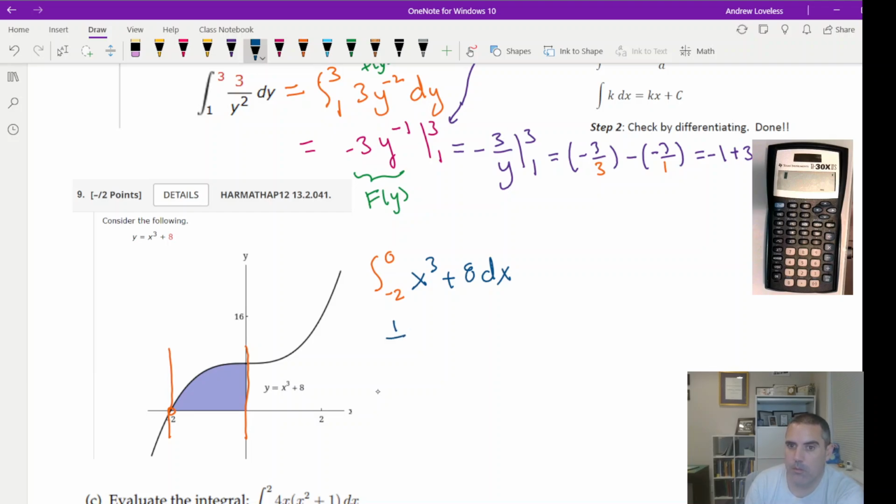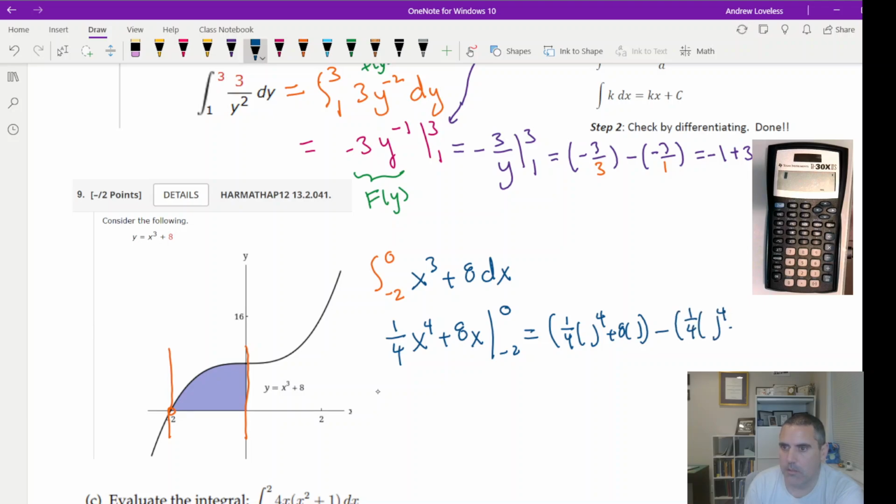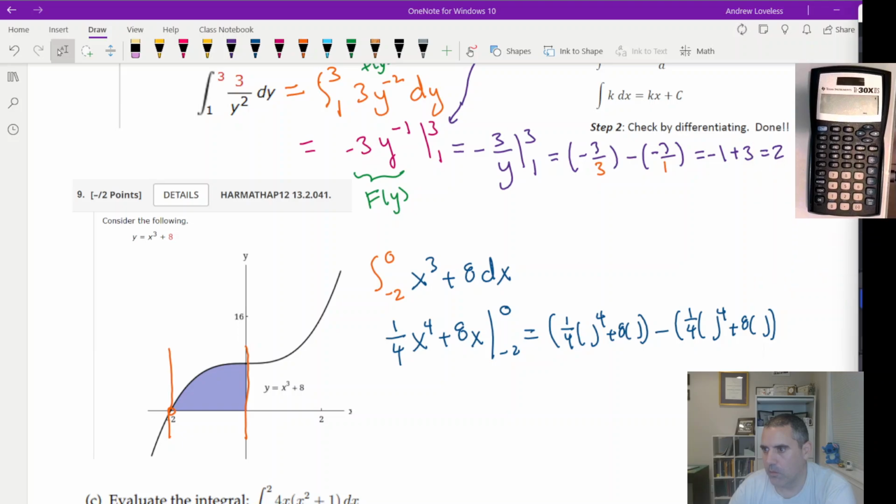So you do the antiderivative, 1/4 x to the 4th plus 8x, evaluated from -2 to 0. And then, if you need to, you can always just stop and rewrite your function with a blank in there: 1/4 blank to the 4th plus 8 blank, minus 1/4 blank to the 4th plus 8 blank. Let me grab my calculator here and put it in the corner.